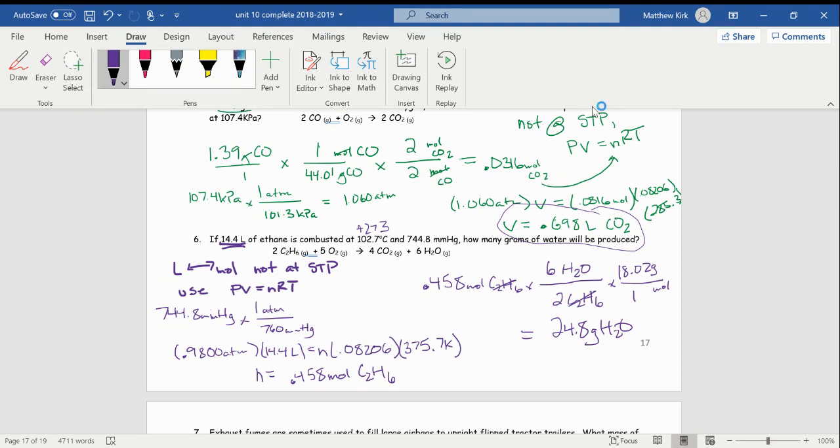So again, 5 and 6, not at STP, tricky, because we have to use PV = nRT as our way to change between liters and moles of our gas.